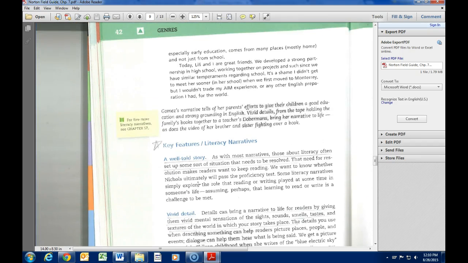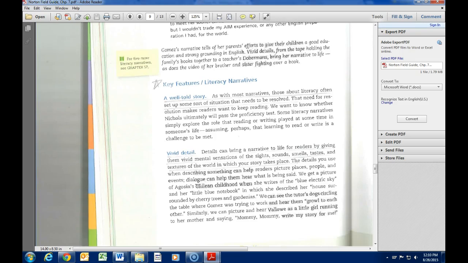But on page 42 of the textbook, and one of the reasons why I really like the Norton textbook, they identify key features of literacy narratives. One key feature is a well-told story. As with most narratives, those about literacy often set up some sort of situation that needs to be resolved. Tania Barrientos' essay, Se Habla Español, is a well-told story. She chooses details to include, she incorporates them well.